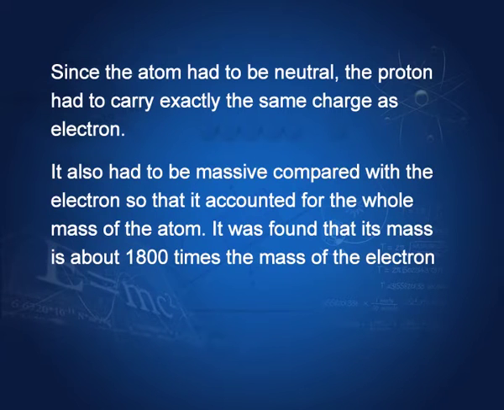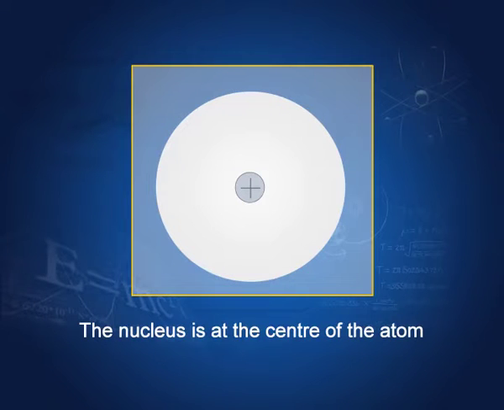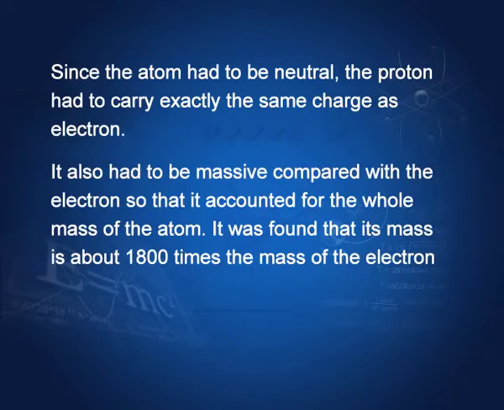Since the atom had to be neutral, the proton had to carry exactly the same charge as the electron. Why? Because otherwise the atom would not be neutral. Say in a hydrogen atom there is one proton and one electron, so the charge of the two must be exactly equal and opposite, so that the hydrogen atom as a whole is neutral. It was found that the mass of the nucleus, which carries the positive charge, is about 2000 times the mass of the electron.